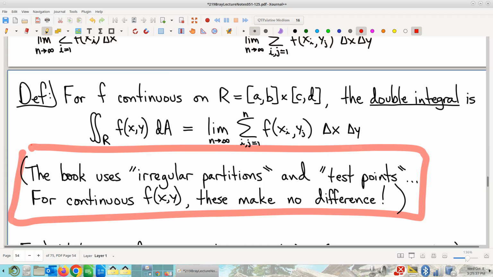And for piecewise continuous functions, all the extra stuff that the book does about irregular partitions and test points doesn't actually make any difference. It can be helpful to prove certain theorems. We're not going to be proving those theorems, so it's just not going to be our thing. Where the book uses that stuff, I would say just ignore it. That's irrelevant for our purposes.